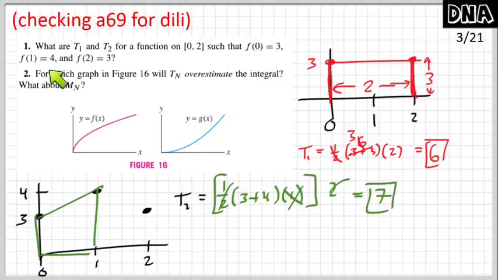Now what about this one? For which graph in figure 16 will T sub n overestimate the integral? What about M sub n? Okay, so let's just talk about the difference between these two. We have a function labeled as f, we have another function labeled as g. They're both increasing. But how do they differ? One is concave up, one is concave down. So which one would be an overestimate for T sub n? Would it be the G or the F?